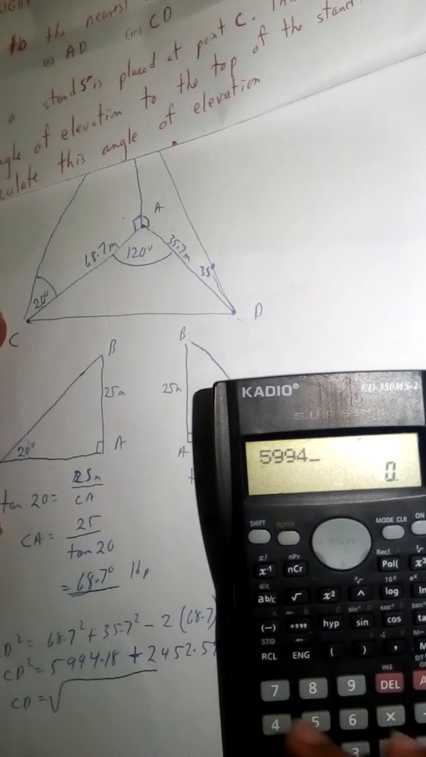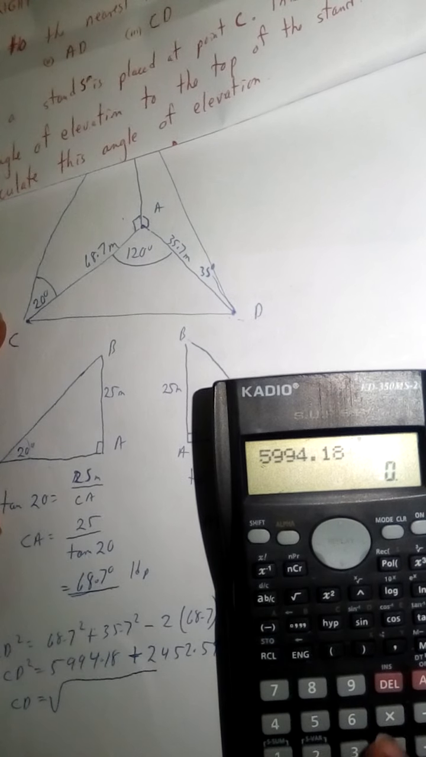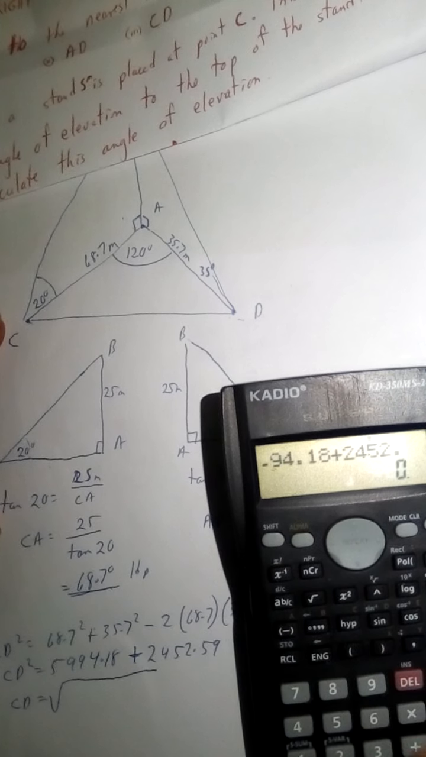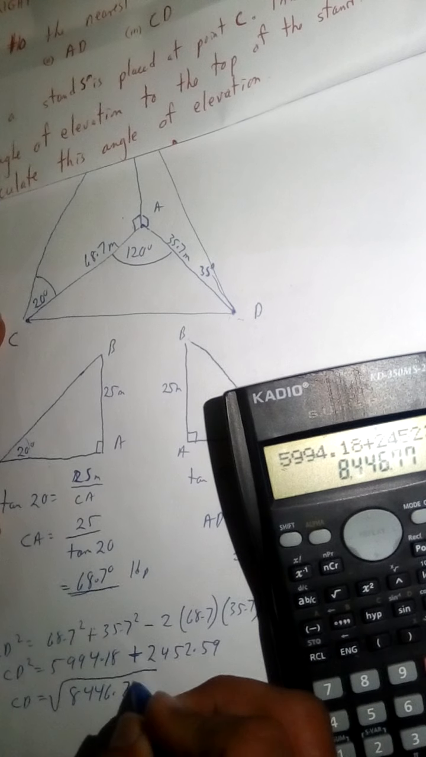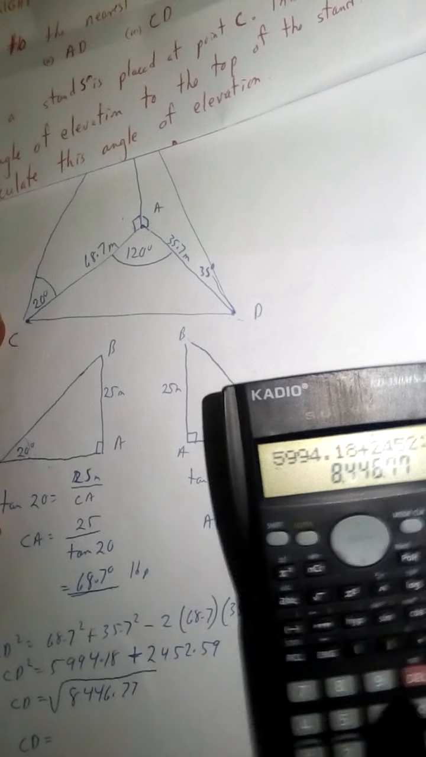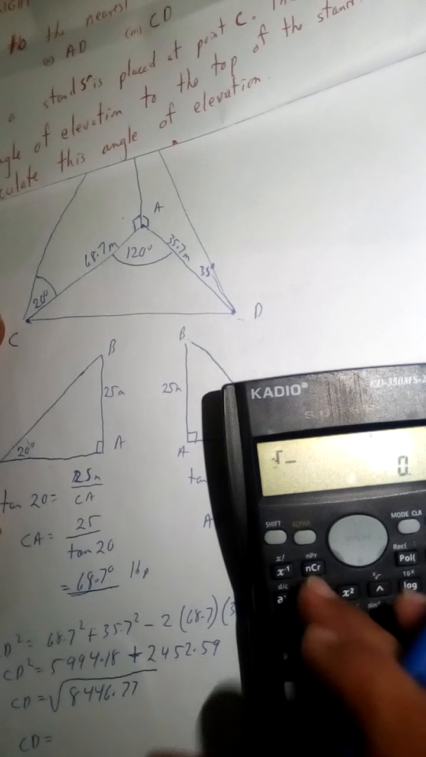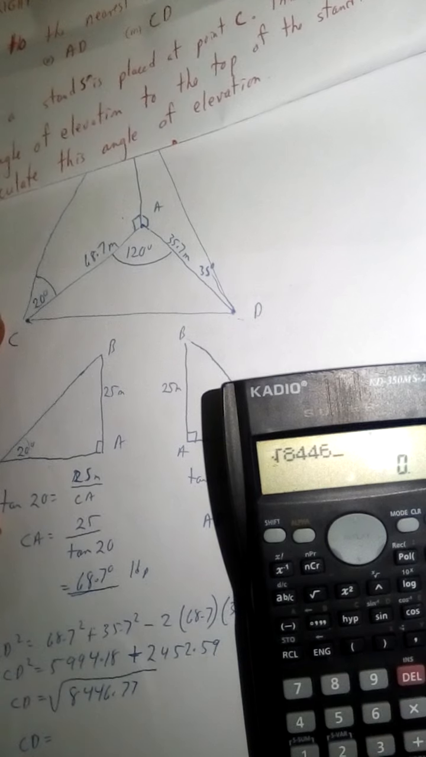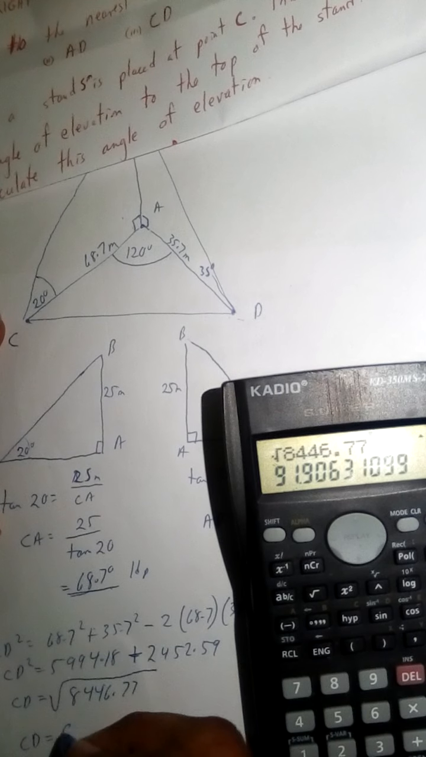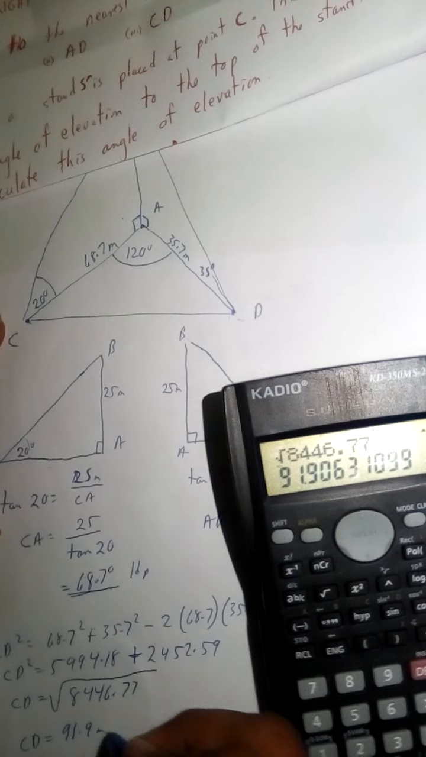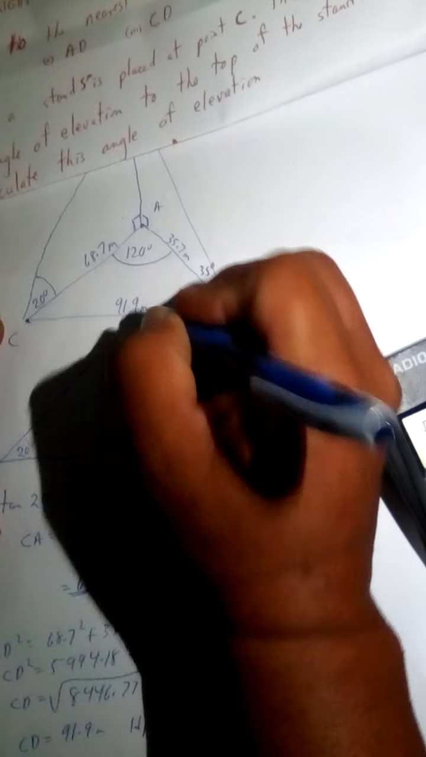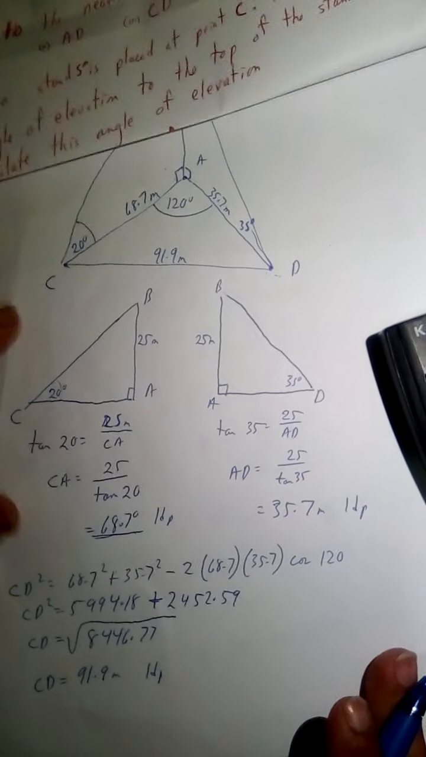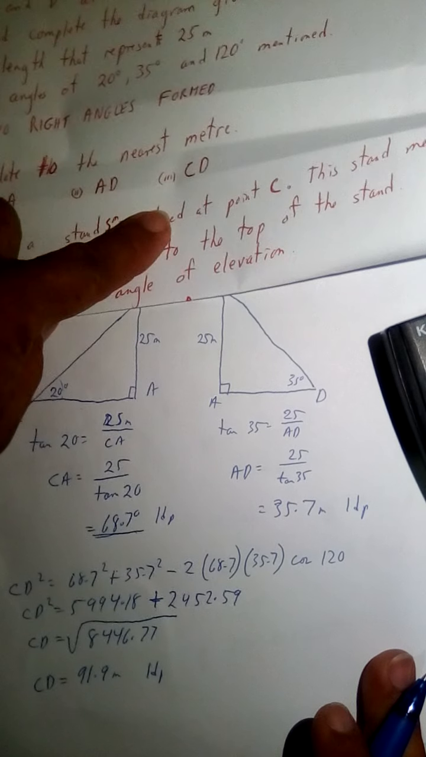So CD is equal to the square root of adding these two. You now end up with 5994.18 plus 2452.59 equals 8446.77. So CD is equal to the square root of that number, which gives us a value of 91.9 meters, 1 dp. So that's how we get the values for these three sides.